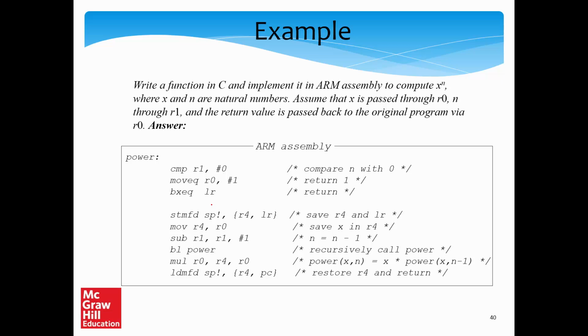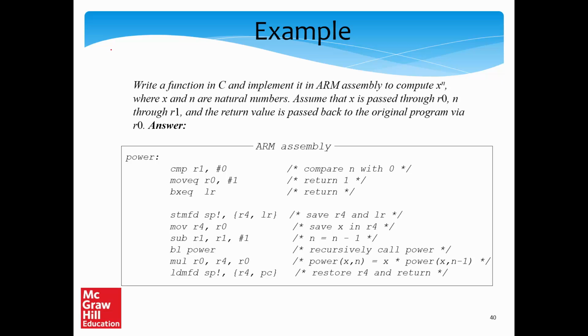So here is the example. Let's write a function in C and implement it later in ARM assembly to compute x to the power n, where x and n are natural numbers. So assume that x is passed through R0 and n through R1, and the return value is passed back to the original program via R0. I'll not show the C code, but the C code is easy to write.